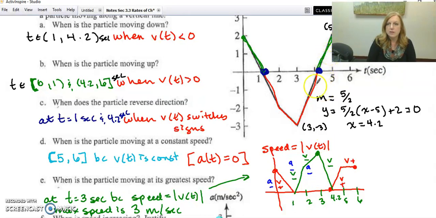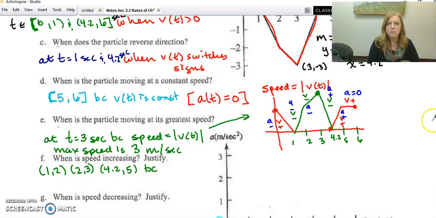My acceleration on this side, once I get past this little peak right here, which is this section right here, this peak, your slope is now positive. So my acceleration is positive, and my acceleration is positive here. And at this point, my acceleration is equal to 0. So that's kind of putting that together.